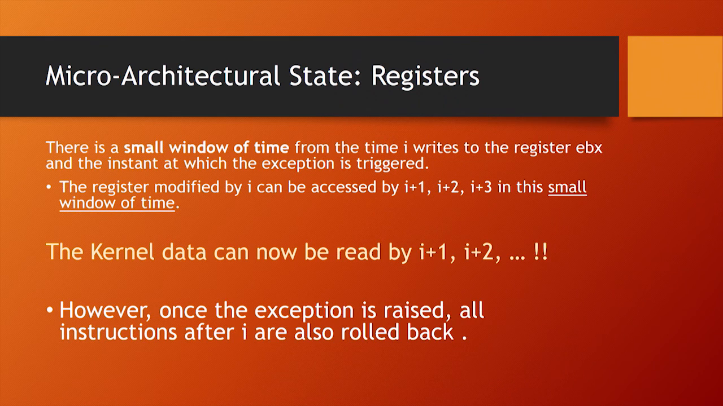Now at a microarchitecture level I have registers and the registers store values. The register modified by I can be accessed by I plus 1, I plus 2, I plus 3 in this small window of time before everything gets undone. The instructions I plus 1, I plus 2, I plus 3 will not only take the latest value of EBX, but can take any value from there. So the kernel data can now be read by I plus 1, I plus 2, etc. However, once the exception is raised, all the instructions are rolled back and all of this will go.